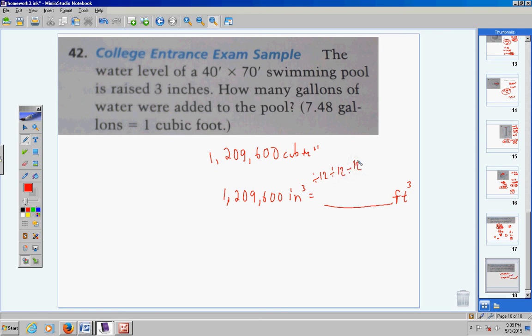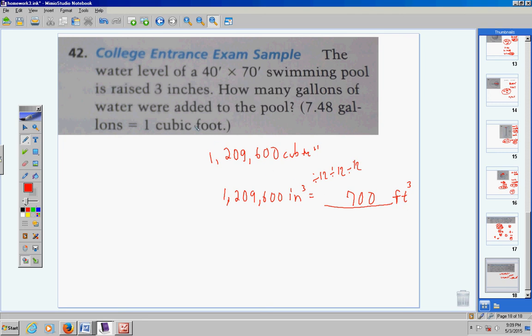Let's get your calculators ready. 1,209,600 divided by 12 equals, divided by 12 equals, divided by 12 equals, and you're going to get 700. So 1,209,600 cubic inches equals 700 cubic feet.